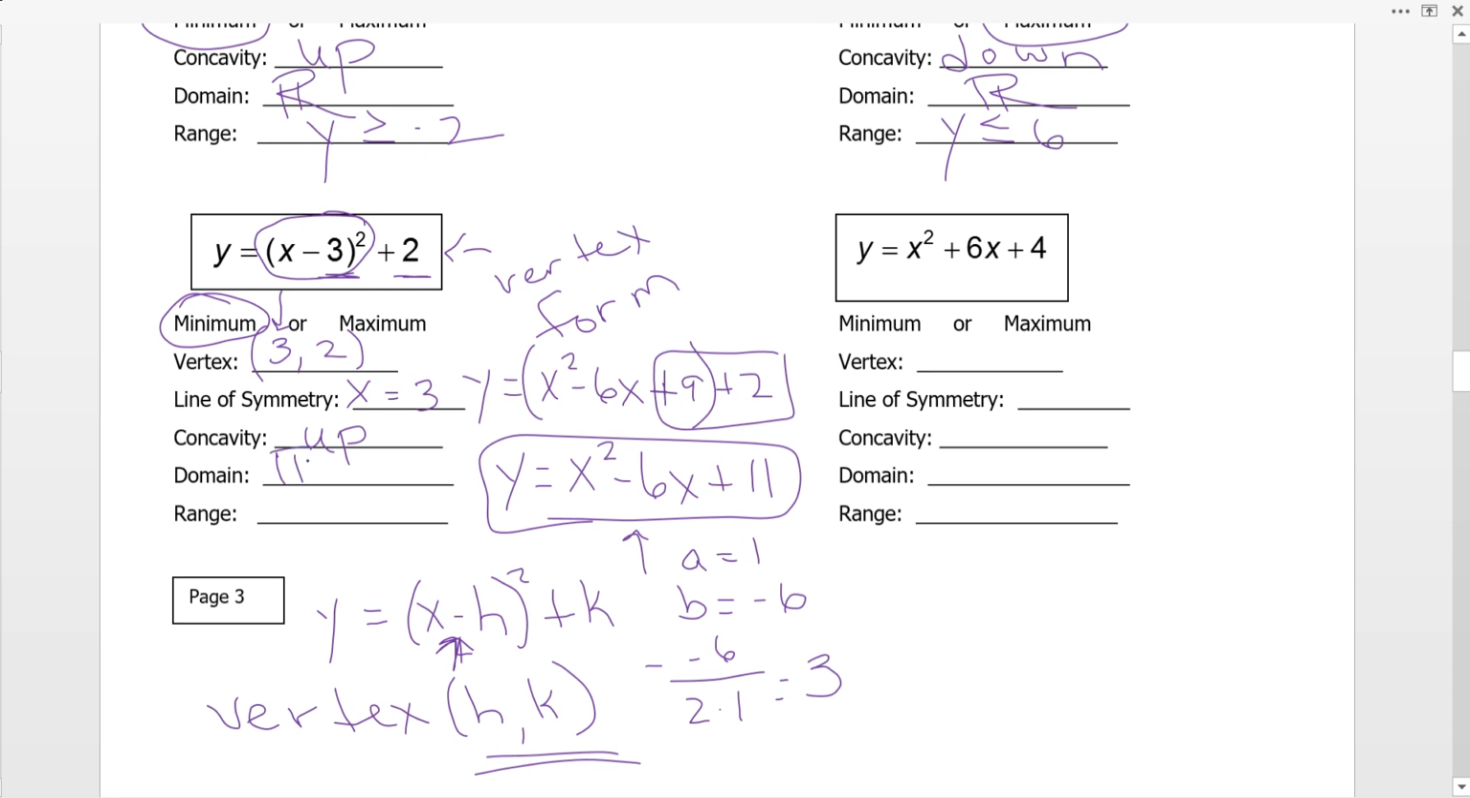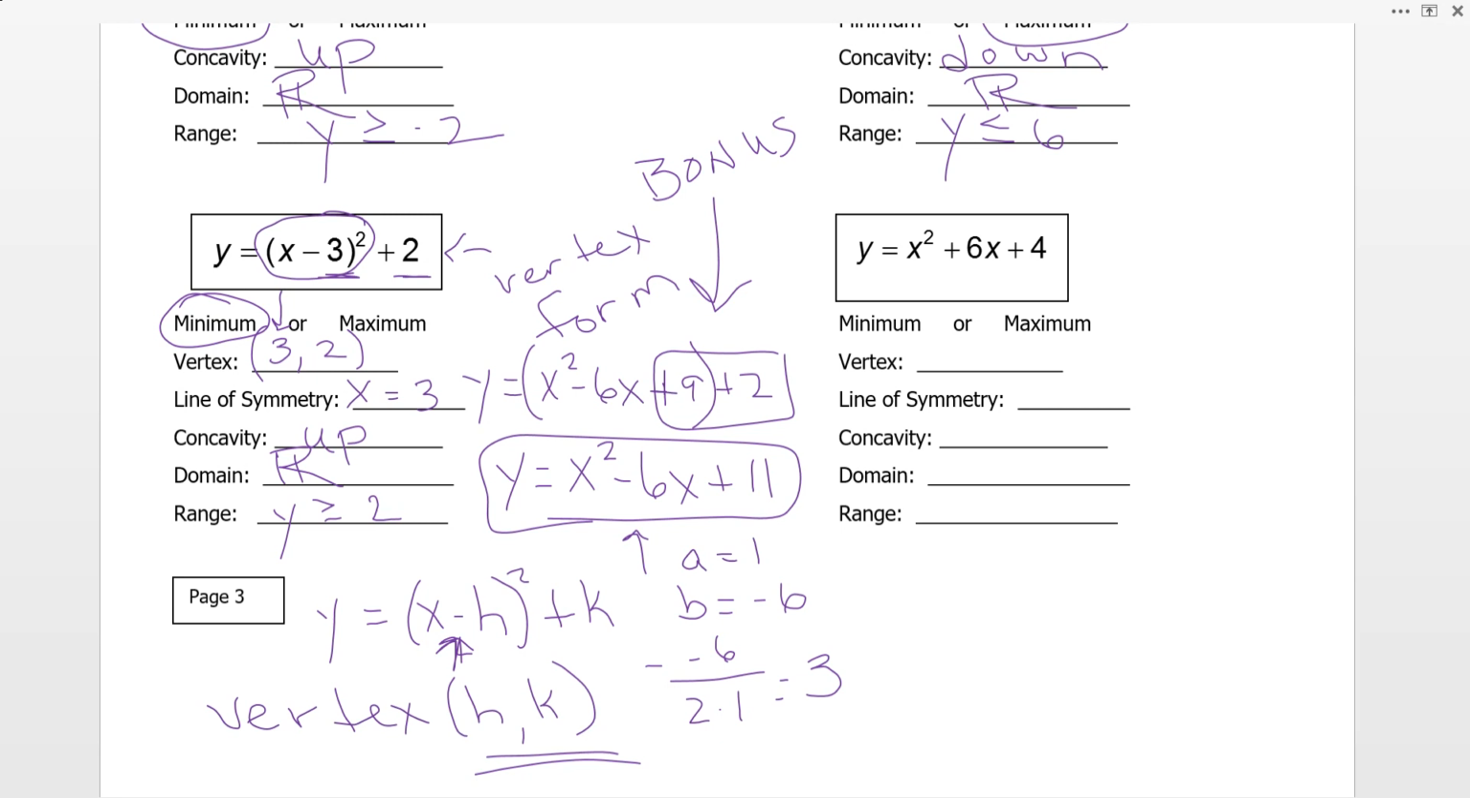The domain is all real numbers, and the range is y greater than or equal to 2, because that's our vertex number. I didn't really need to do that, did I? All right, extra information right there. Bonus, because we didn't really need to do that. I made that up. Okay, second one is already in standard form, not in vertex form.